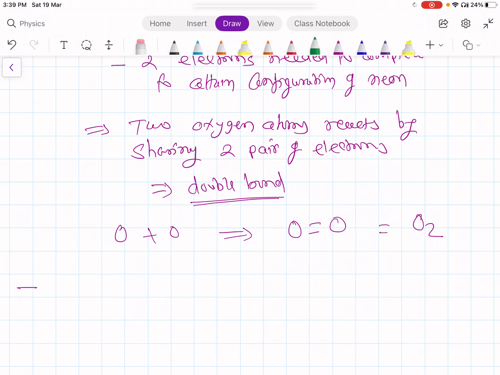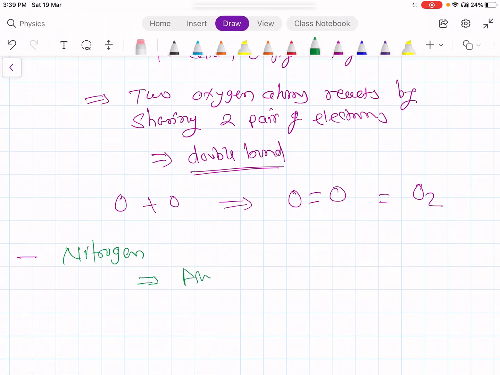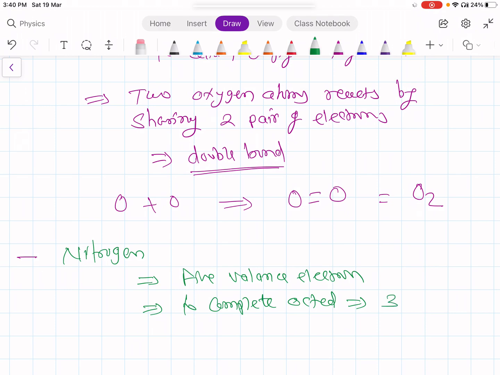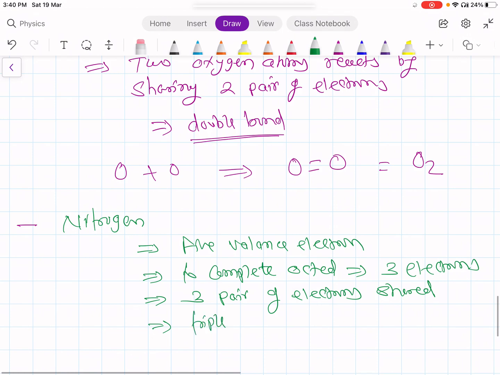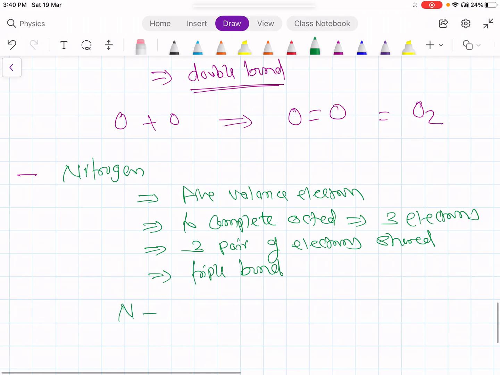Another example is nitrogen. As you know, nitrogen has 5 valence electrons, 5 electrons in the outermost shell. To complete the octet, each needs 3 electrons. So in this case, 3 pairs of electrons are shared between two nitrogen atoms and it forms a triple bond. So N plus N gives you a triple bond between these two nitrogen atoms, that is N2.